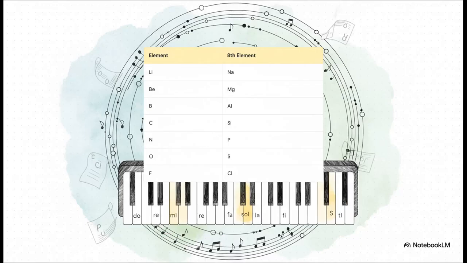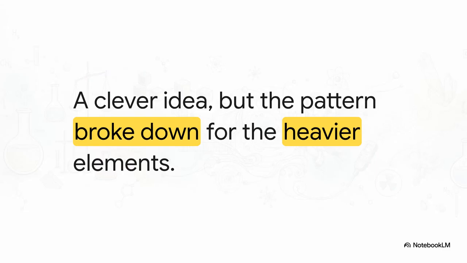Okay, let's fast forward to 1864. The next big attempt came with a pretty creative musical twist. A chemist named John Newlands arranged the elements by weight and found that their properties seemed to repeat every eighth element, kind of like the octaves on a piano. It was a clever idea, for sure, and it actually worked pretty well for the lighter elements.